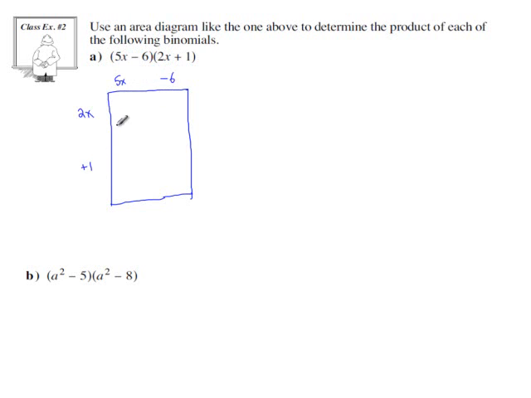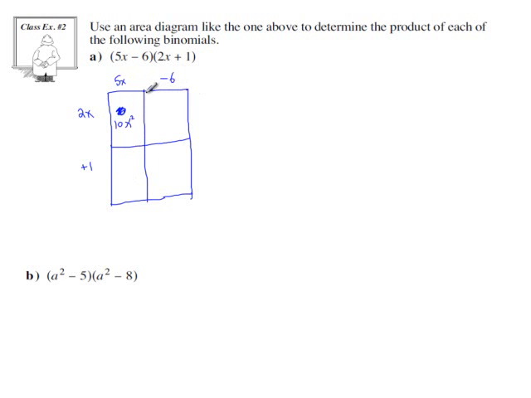This is very, very similar to what you see with algebra tiles. And then I'm going to draw lines to separate the elements. So between 5x and minus 6 I've got a line, between 2x and positive 1 I've got a line. And then you just find the areas of each individual rectangle and add them together. So this one is 5x times 2x. So the area of this little rectangle is 5 times 2 is 10. So you get 10, and x times x is x squared.